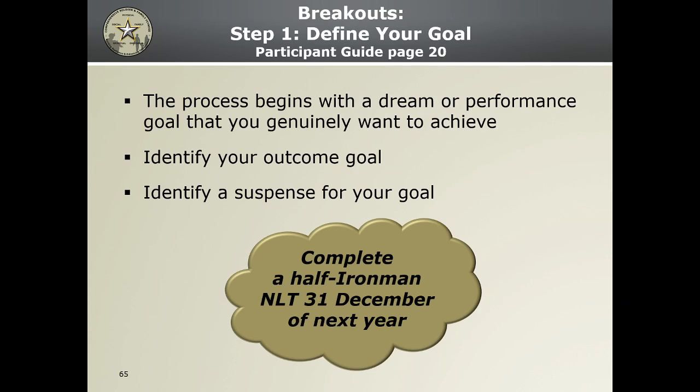All right. So there are 7 steps, as we discussed earlier, to the goal setting process. First step here is to define your goal, and remember the key word here is end state. Your end state is what your goal is. That's where you're going.